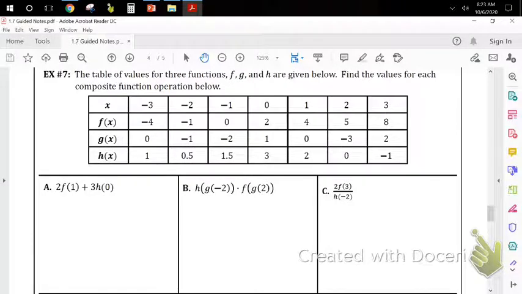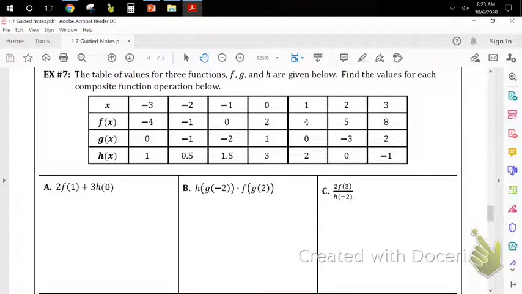Okay, example 7 says a table of values for 3 functions f, g, and h are given. Find the values for each composition function operation below. So just be careful reading the table. It looks a little different, but what it is, we have f of x, g of x, and h of x going down the left side there.